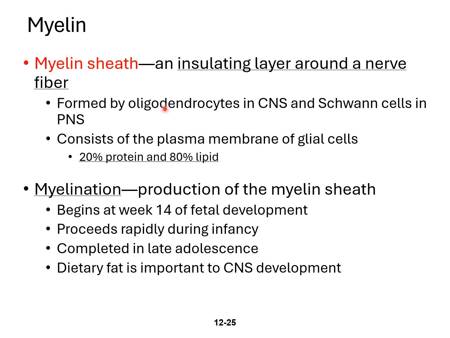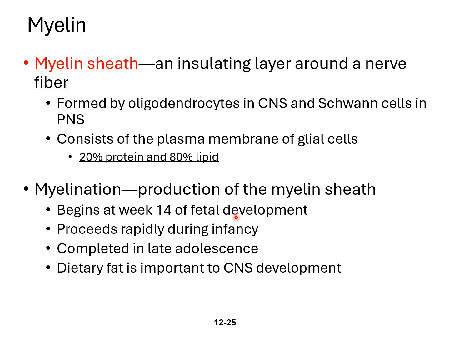It's formed by oligodendrocytes in the central nervous system and Schwann cells in the peripheral nervous system, and myelin is 20% protein, but mostly lipids. And if you think about it, lipids are for insulation on the rest of your body, so it makes sense that lipids are going to be used for insulation of axons. And myelination, the production of myelin, begins at week 14 of fetal development.